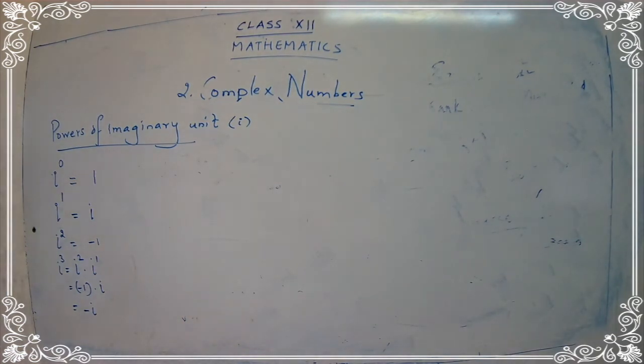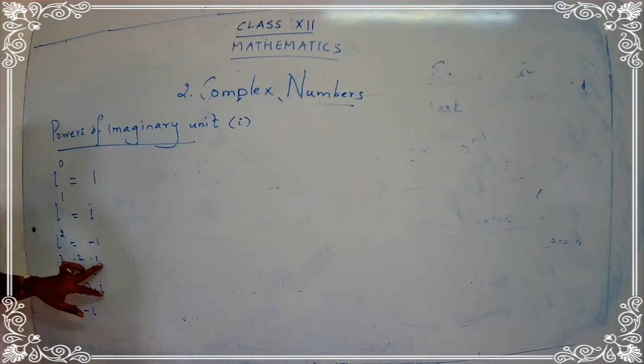Okay, so what are the powers? The first one, I raised to 0 is 1. I raised to 1 is I. I square is minus 1. And how do you get the value for I cube? I am going to split this 3 as 2 and 1. So I square into I raised to 1. The dot represents multiplication over here. So minus 1 into I gives you minus I. Okay, let's go for the next part.